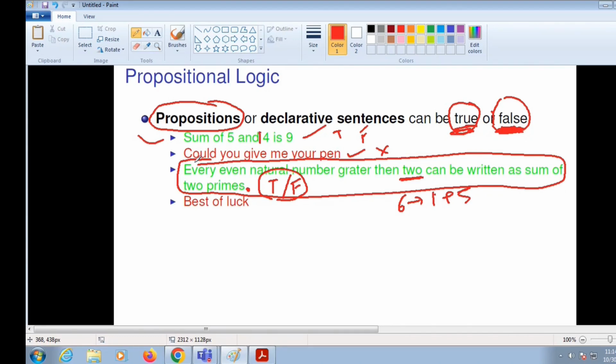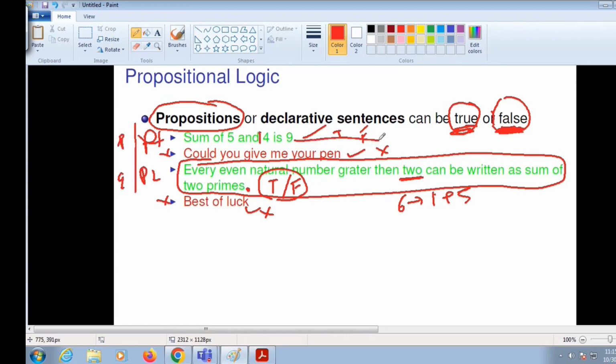Forget about that. For example, next statement is best of luck. Can you assign true or false? No, no. So this is also not a proposition. So in the propositional logic system, we can say that this is a statement. Now I can give a name P1, and I can give this also name P2. There are two statements that I have, P1 and P2. Or we can write P and Q also. It may be also possible.